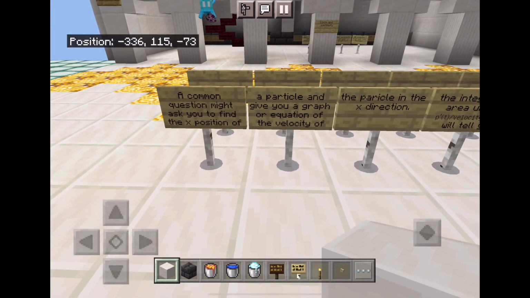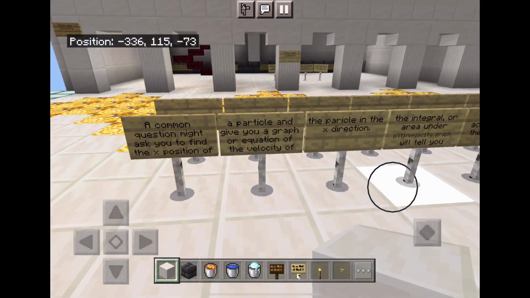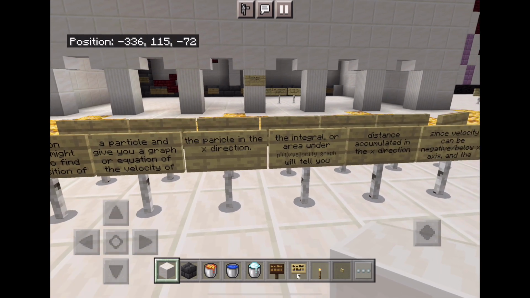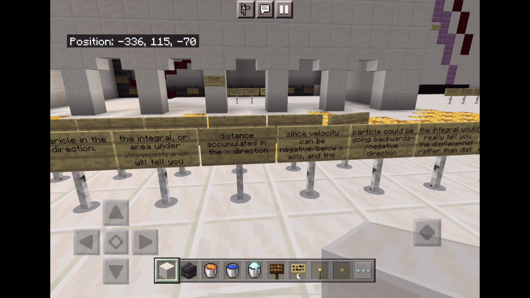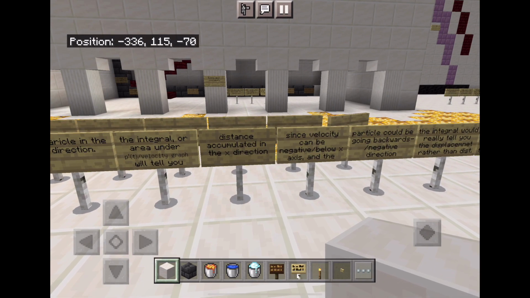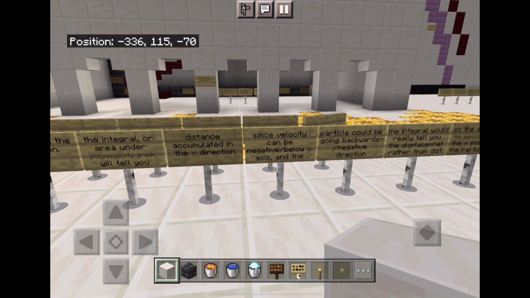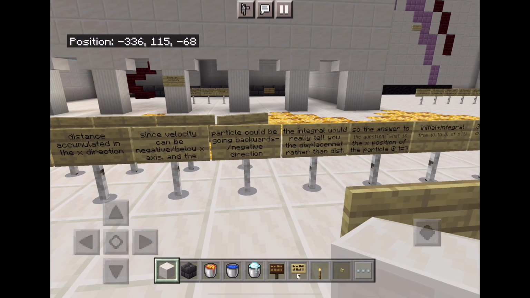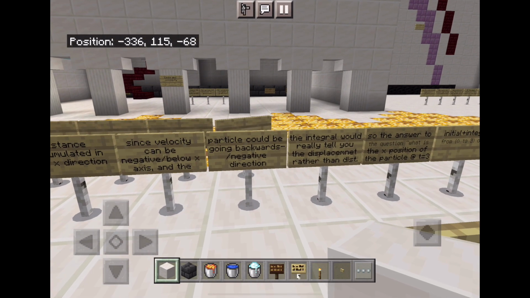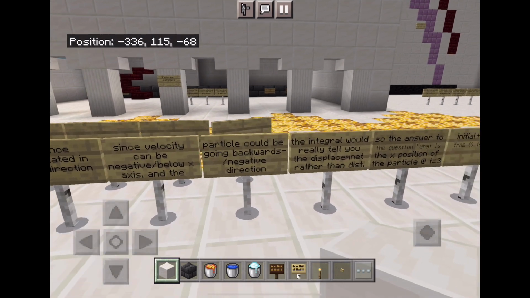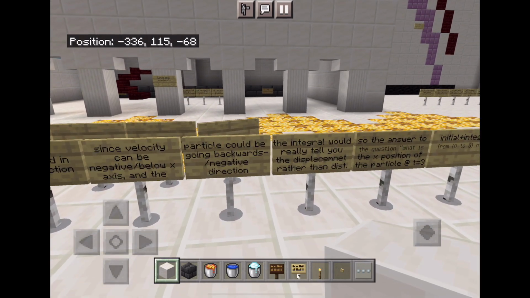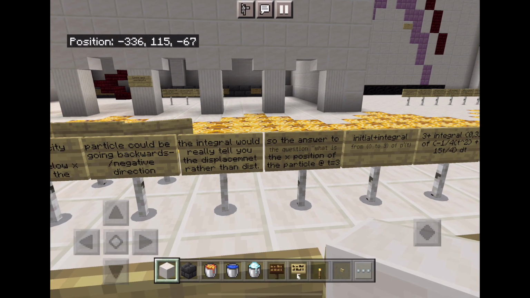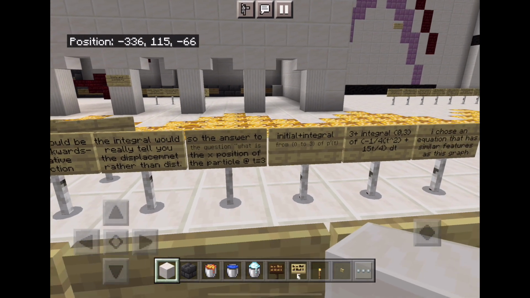So a common question they may ask you is to find the x position of a particle, and they can give you a graph or equation of the velocity in the x direction, and we're going to use the integral or the area under the velocity graph, and that'll really tell you the displacement of the particle, because it can either be negative or positive velocity.